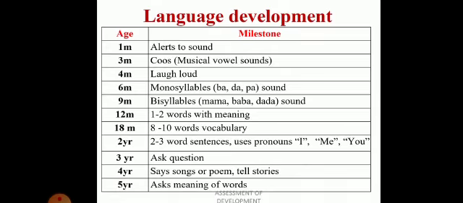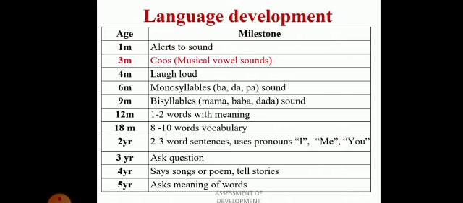Now language development. Again we have a table. On the left side we have age, on the right side we have milestone. At the age of 1 month they will be alert to sound. Whatever sound comes, they will be looking on that side. So it is the work of our spinotectal tract that we know.